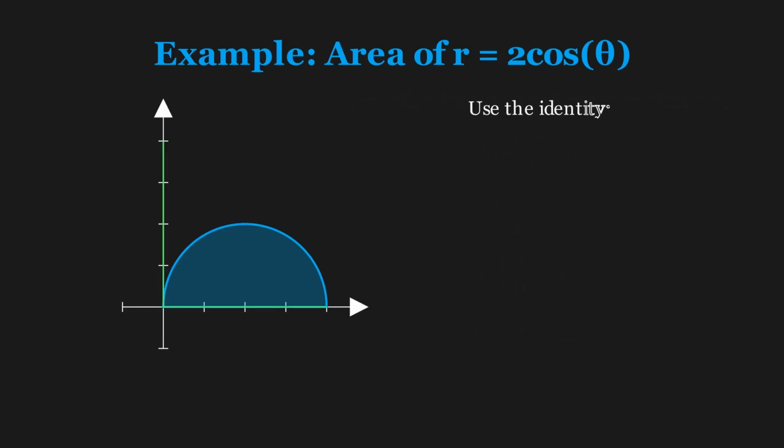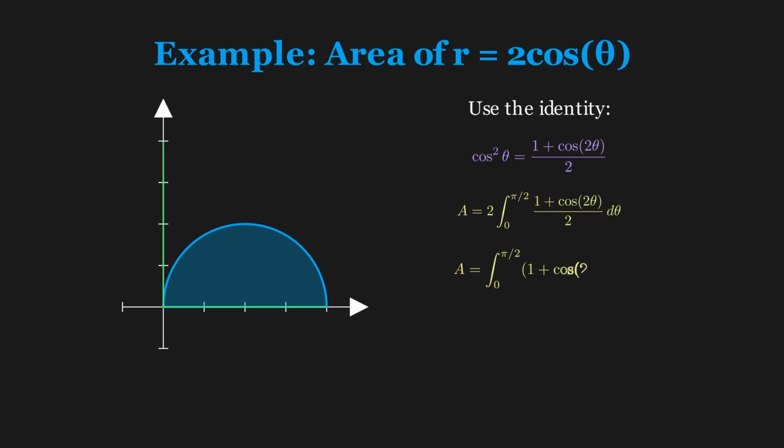To evaluate this integral, we can use a useful trigonometric identity, which is the double angle identity for cosine. When we rearrange that identity, we get cosine squared theta equals (1 plus cosine 2 theta) over 2. When the double angle identity is rearranged, it is sometimes referred to as the power reducing formulas, and these formulas can be pretty helpful when trying to find the area of certain polar curves.